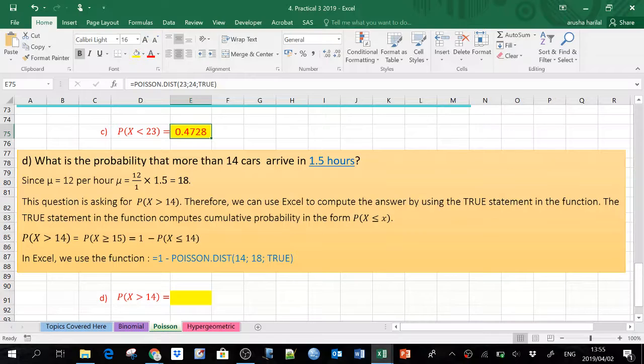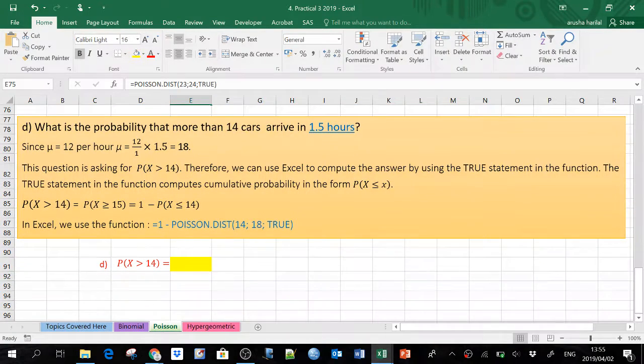Cumulative, again, more than 14, greater than 14, we cannot use the Excel function as it stands. This needs to be adjusted. So x greater than 14 is the same as the probability of x greater than or equal to 15, or 1 minus the probability of x less than or equal to 14.